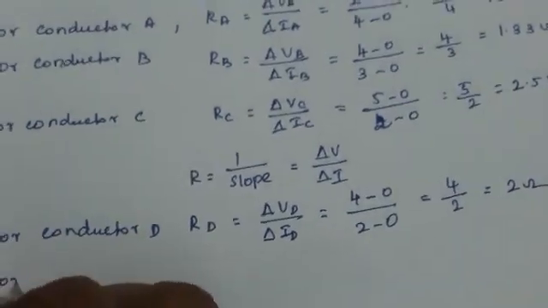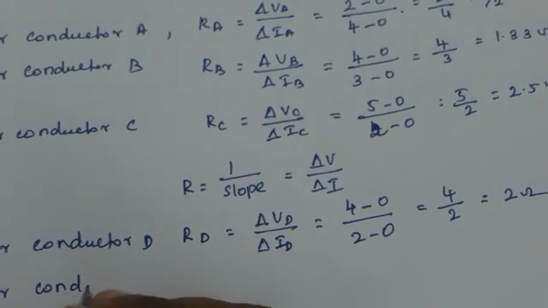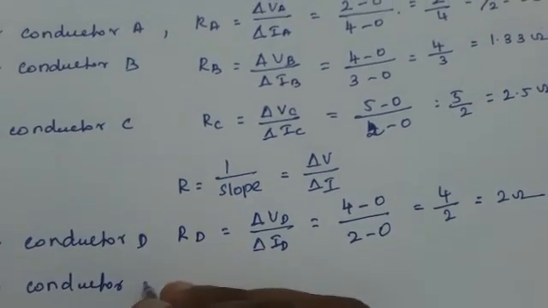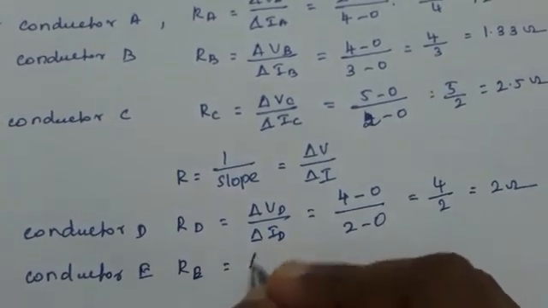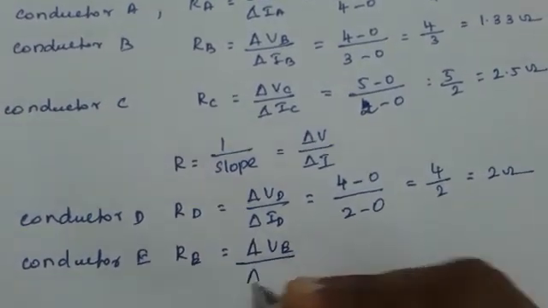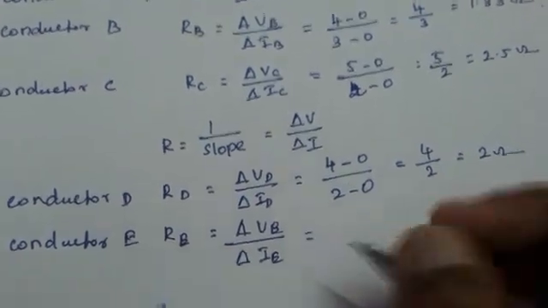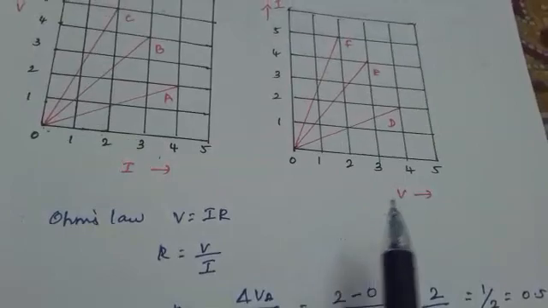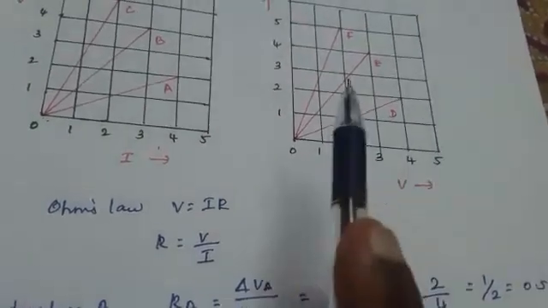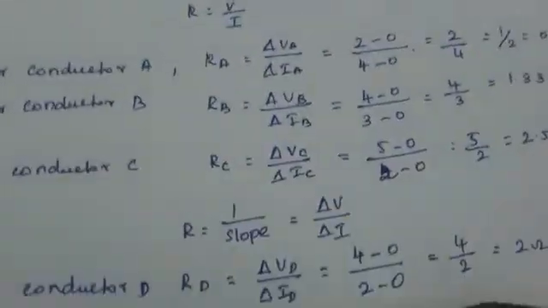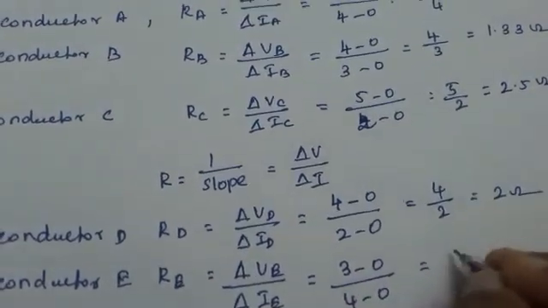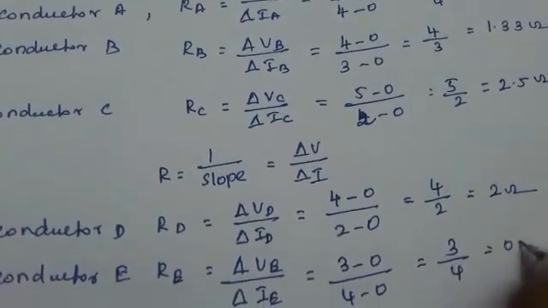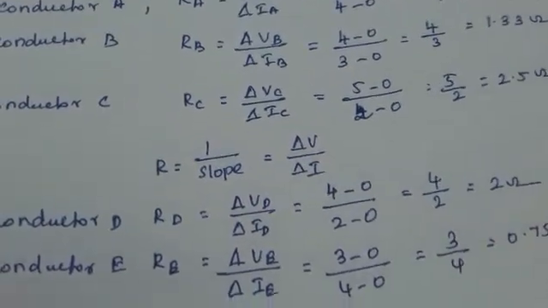Now for conductor E. RE is equal to delta VE by delta IE. Here the x-axis, delta V is 3, delta I is 4. So it is 3 minus 0 by 4 minus 0. So it is 3 by 4, that is nothing but 0.75 ohm.